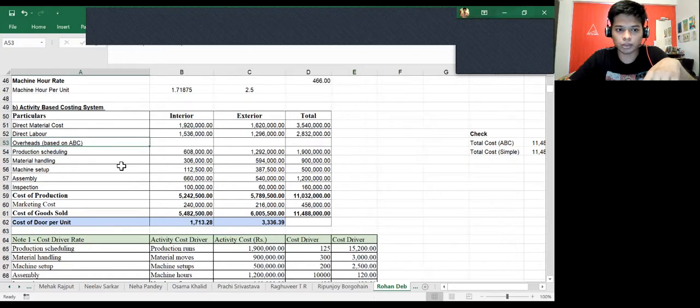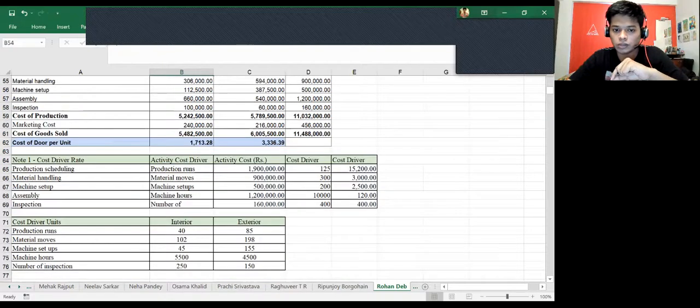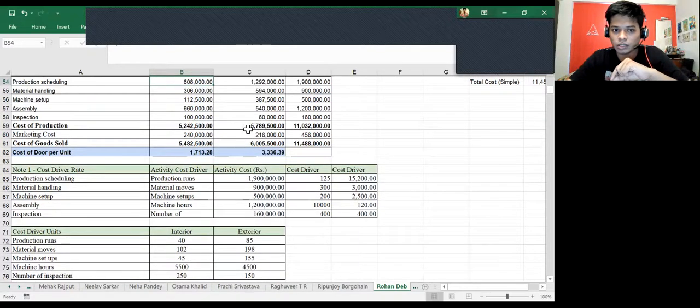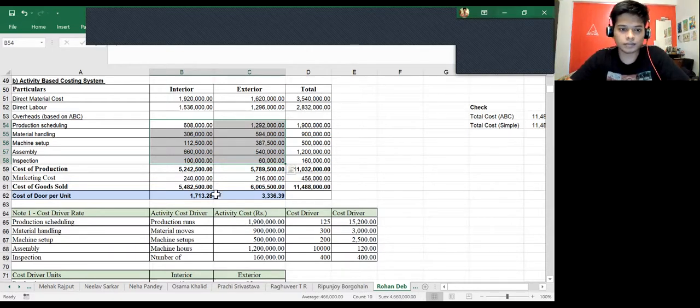So for overheads, I have done production scheduling. This is based on production runs. The cost driver rate is 15,200 per unit, and we have used 40 units, so that's how I multiplied it. 15,200 multiplied by 40, and 15,200 multiplied by 85, and that's how I've bifurcated using ABC. So this is the solution, and you can see that if you total this, it also comes to 46,600, which tallies, so I've done all the calculations correctly.